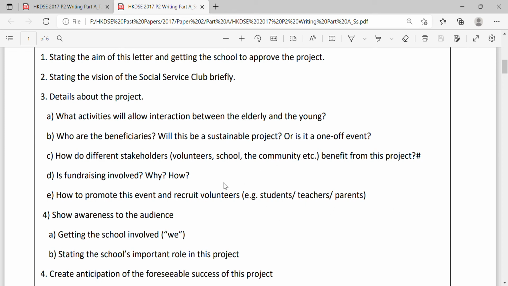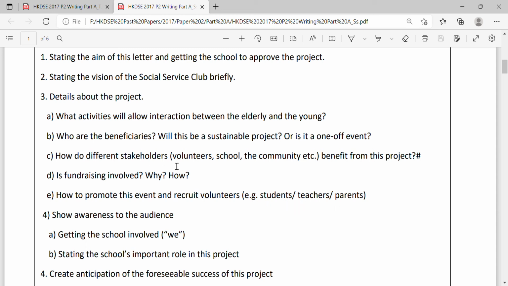Since this is an imaginary piece of writing, you can try to show that you're very committed, you're very engaged. Maybe visit the elderly home once per month. If you say every week, that's a bit too much, not really realistic because students are busy. But yeah, you could do that.